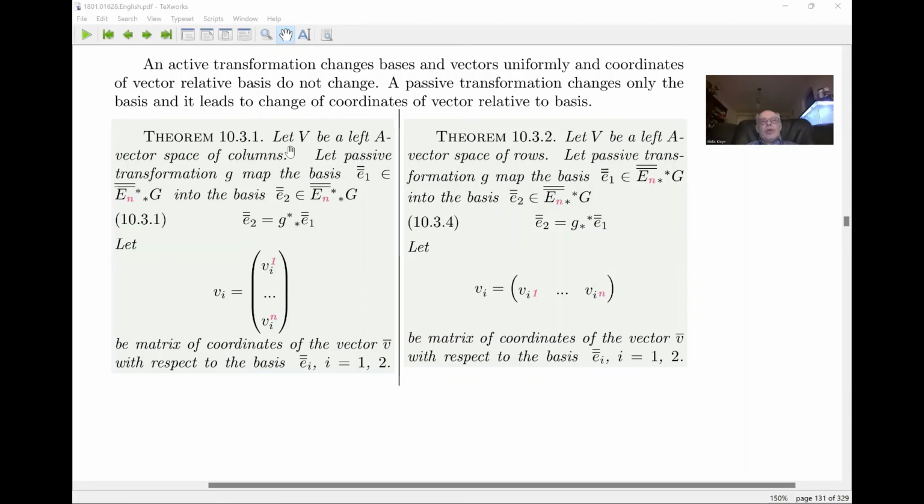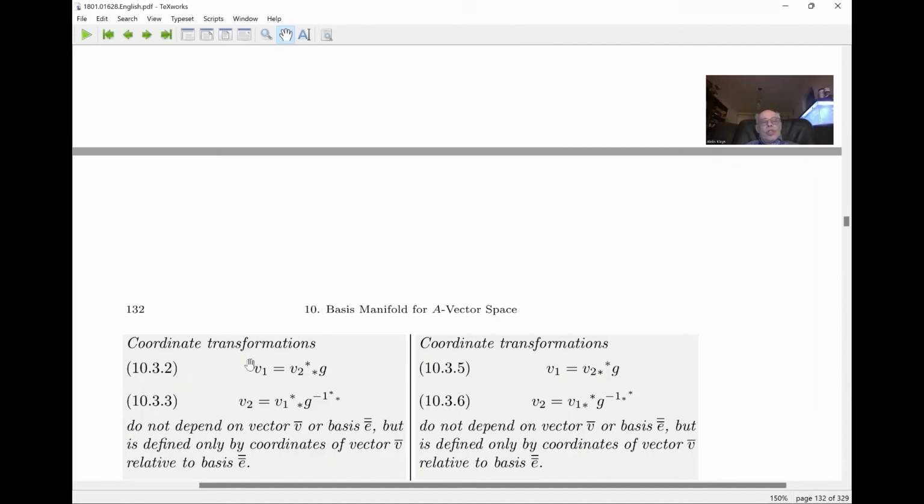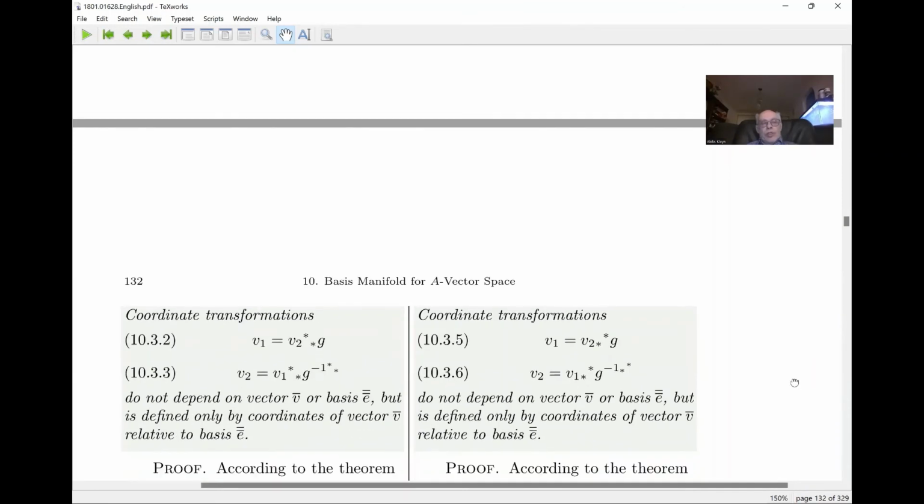Let V be a left a vector space of columns. Let passive transformation G map the basis E1 into the basis E2 equals V dot 1. Let Vi be matrix of coordinate of vector V with respect to the basis Ei, i equal 1 or 2. Coordinate transformation 3.2 or 3.3 do not depend on vector V of basis E, but is defined only by coordinate of vector V relative to basis E.